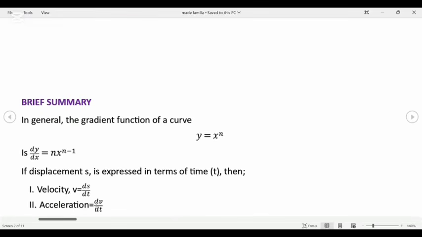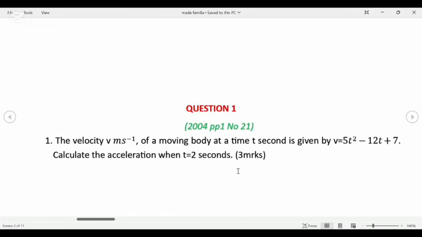Let's look at example 1, question 1. This question was set in 2004, paper 1, number 21. It states the velocity v meters per second of a moving body at a time t seconds is given by v is equals to 5t squared minus 12t plus 7. Calculate the acceleration when t is equals to 2 seconds.